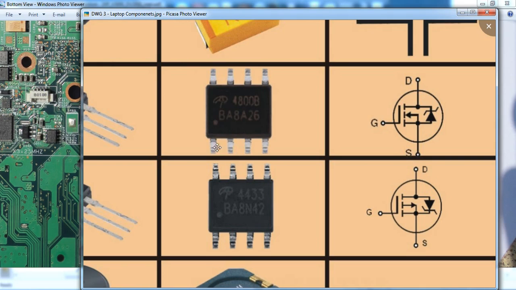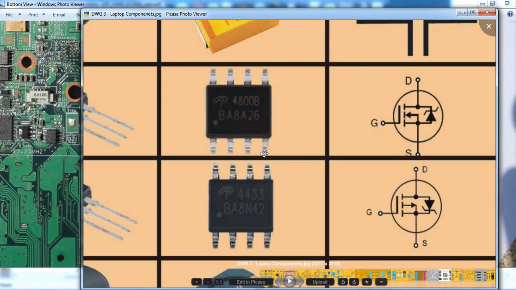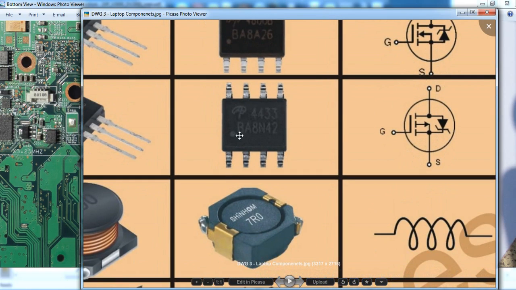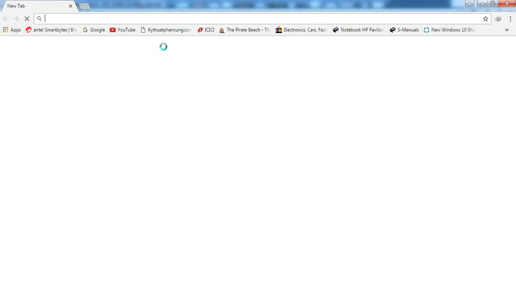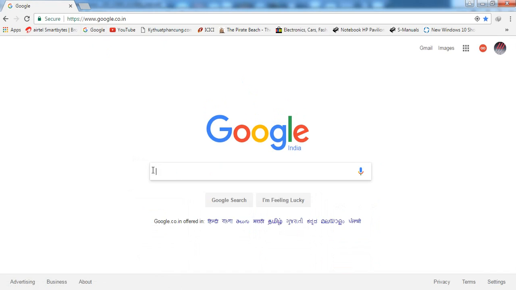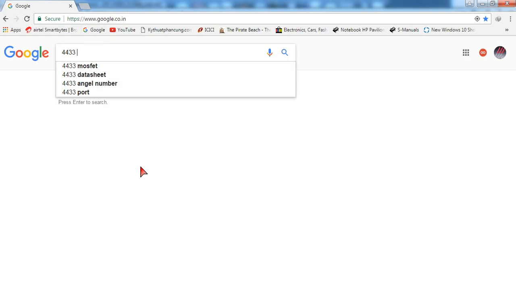Pin number 1, 2, 3 are source, this is gate, this is drain. Either it is P channel or N channel, this concept is the same. Okay, pin number 1, 2, 3 are source, this is pin number 4, the gate, and these are the drain points. Okay, 1, 2, 3, 4. If you want to know whether it is N channel or P channel, just easily go to Google and type this model 4433. I will show you the 4433 data sheet.